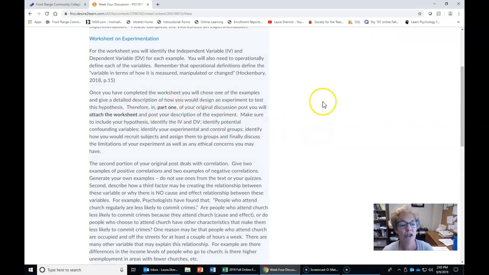And once you've completed the worksheet, pick one of the examples. So pick one of those. If you were going to do the school program for teen parents, you would pick that example and you would actually design a specific experiment to test the hypothesis. So you would actually have to tell me how you would run this particular experiment. The other ones that you're just answering on the worksheet, you just need to give examples of how you might measure the independent and the dependent variables with your operational definitions.